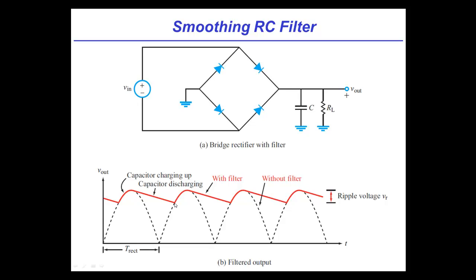The more smoothing we want, in other words, it's going to drop off slowly. If we want it to drop off as little as possible, we'd usually pick a really big C, because that'll give us a lot of charge in that capacitor, which means it'll discharge very slowly.